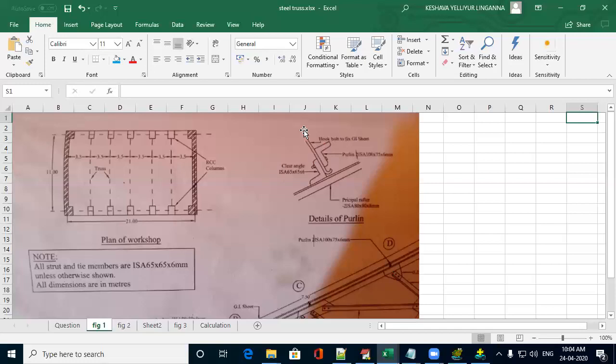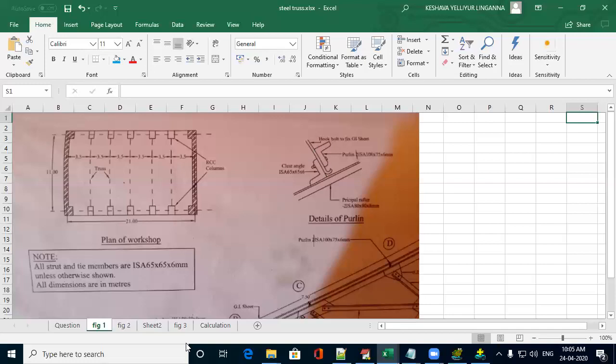You might have seen it. It is fixed into it, and then it is bolted. It is locked with the help of this hook bolt. Like this, all the joints will be. You have to calculate the purlins also, and you have to calculate for the cleat angles also.